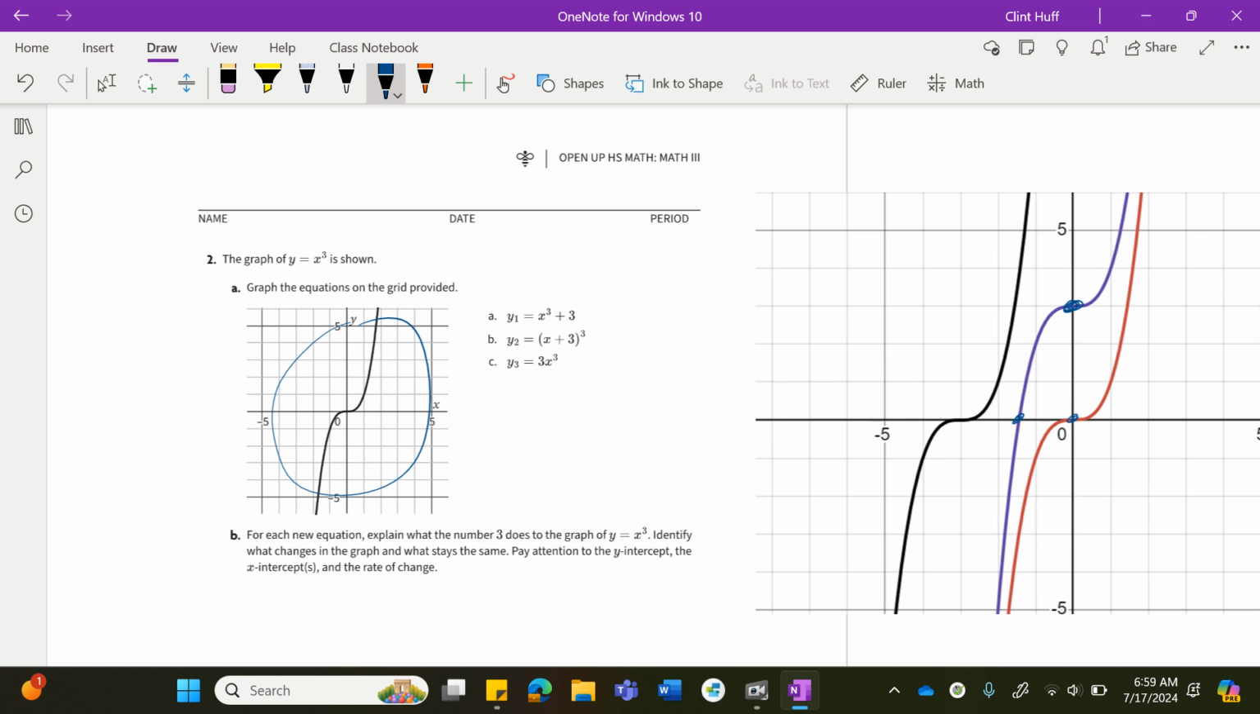On part B, that moves us 3 to the left. So that would be this black one right here. The original one is right at the origin for the intercept, and this is 3 to the left. The y-intercept would be way up the graph there someplace: 0 plus 3, 3 cubed, so it'd be at (0, 27). We had to build a y-intercept for that guy. The rate of change is the same, so these two graphs, A and B, are the same shape. The last one, 3x cubed, is the red one, and that one just has a more pronounced rate of change. It's steeper, is the way I would put it.